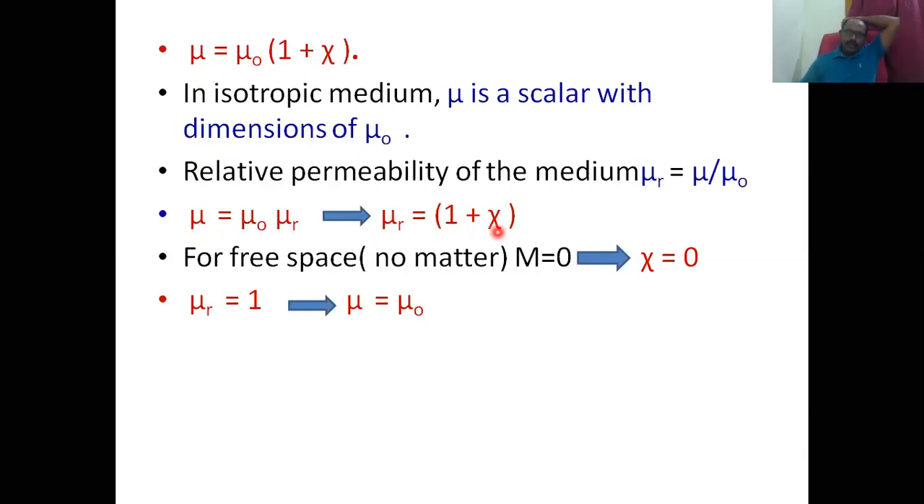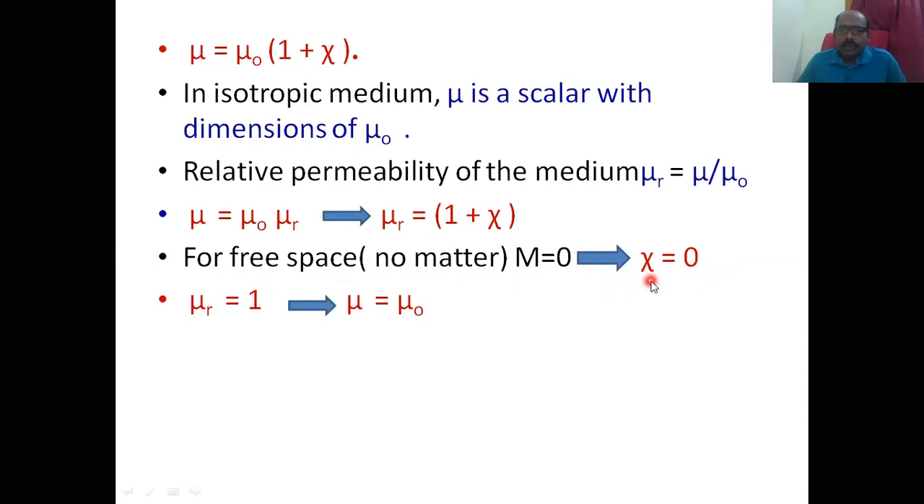In case of free space, that means in free space there is no matter and there is no medium. Whenever there is no medium, there is no magnetization at all. Therefore, magnetization M is equal to 0. So M is equal to 0, then xi is equal to M by H. Therefore, xi is 0. Susceptibility is 0. So in vacuum or free space, susceptibility is 0, magnetization is 0.